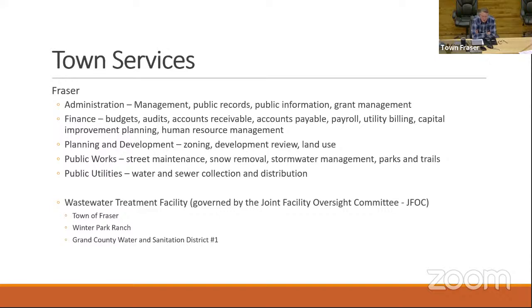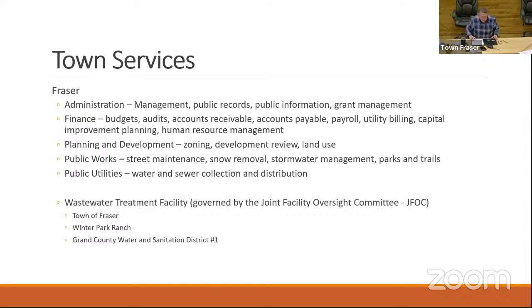The finance department is responsible for the budgets, audits, accounts receivable, accounts payable, payroll, utility billing, capital improvement planning, and also human resource management. Our planning department deals with land development, land use, development review, and zoning. Our planning department also has a few extra duties that we're happy to have, and that is to do some grants associated with land use as well.